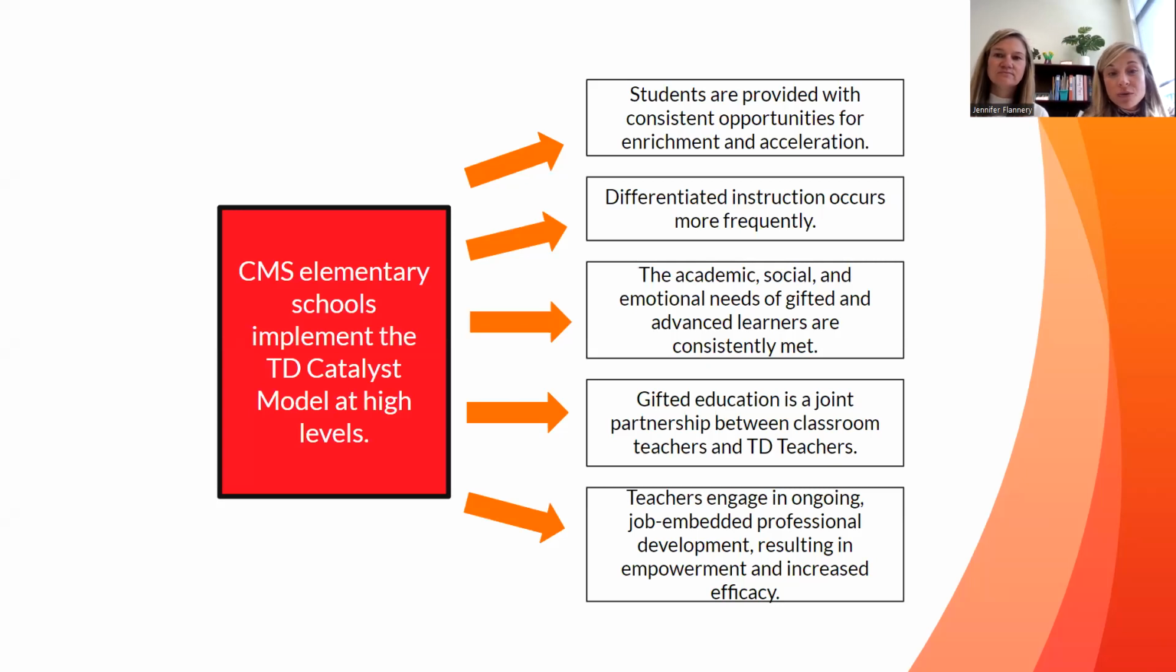CMS elementary schools implement the TD Catalyst model at high levels in all these ways. Our students are provided with consistent opportunities for enrichment and acceleration. Differentiated instruction occurs more frequently. The academic, social, and emotional needs of gifted and advanced learners are consistently met. Gifted education is a joint partnership between classroom teachers and TD teachers, and teachers engage in ongoing job-embedded professional development. We do this throughout the year with our advanced studies department, and then we bring the professional development strategies back to our school, and we lead PDs for our teachers as well.